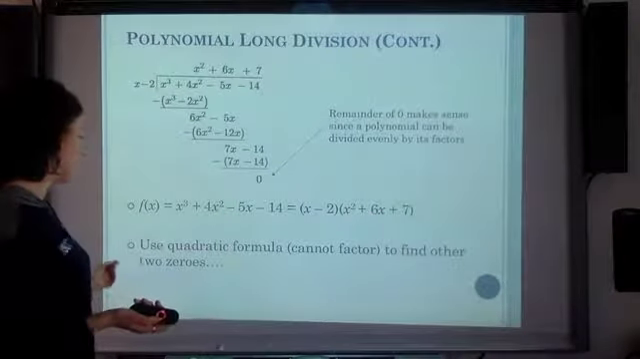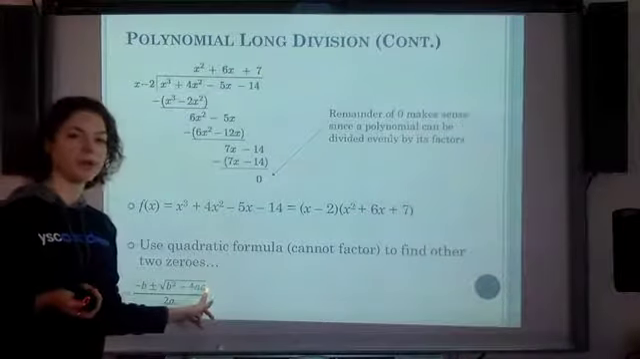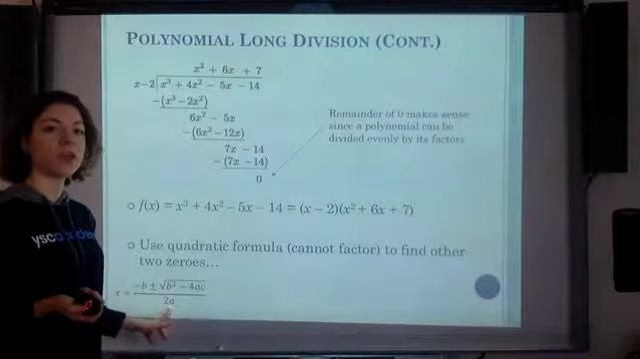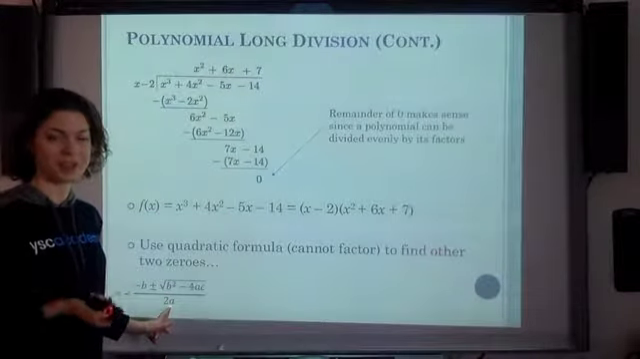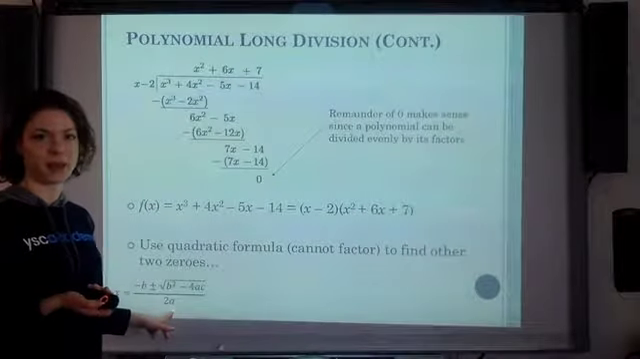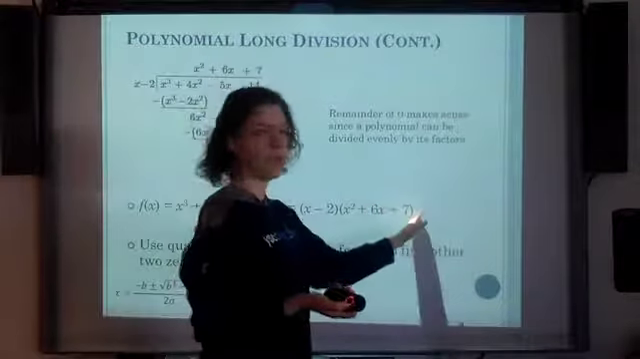So our quadratic formula, again, is negative b plus or minus the square root of b squared minus 4ac all over 2a. If you do not have this formula memorized, please take the time to memorize it. You will need to know that for your test coming up. The a, b, and c go in order.